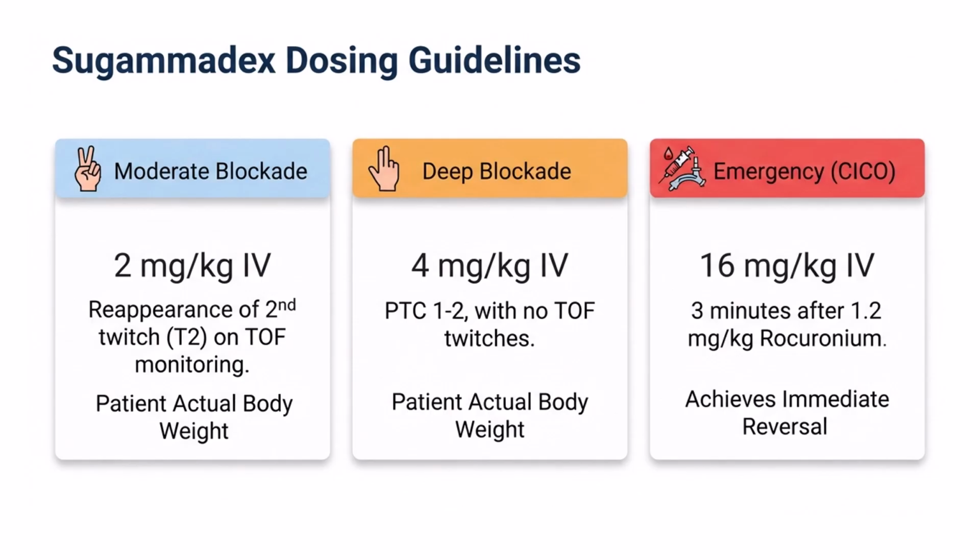Sugammadex dosing is based on the patient's actual body weight and the depth of neuromuscular blockade. A dose of 2 mg per kilogram intravenously is recommended for moderate blockade when the second twitch reappears on train-of-four monitoring. For deep blockade, with no train-of-four twitches but 1 to 2 post-tetanic counts, 4 mg per kilogram intravenously is indicated. In emergency, cannot intubate, cannot oxygenate situations after rocuronium administration, 16 mg per kilogram intravenously may be given after an intubating dose of 1.2 mg per kilogram to achieve immediate reversal.